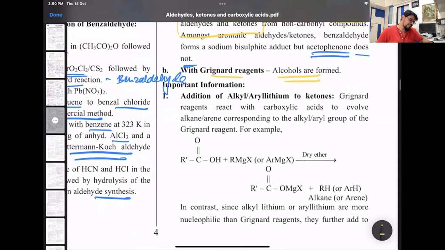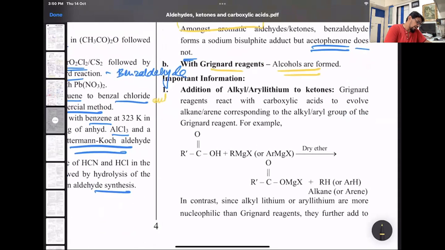Then next one. Now this is an add-on reaction. It's an extra reaction what we have. Addition of alkyl or aryl lithium to ketone. What will happen? Grignard's reagent reacts with carboxylic acids. So RMgX reacts with carboxylic acid, it's clear, to evolve an alkane corresponding to the alkyl or aryl group of the Grignard. So depending on the R of the Grignard's reagent, we get respective RCOOMgX, that's basically the complex, and you get over there either an alkane or you get an arene.